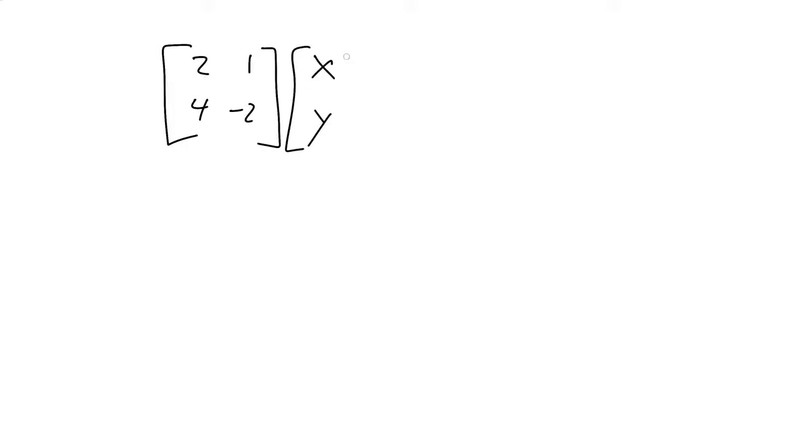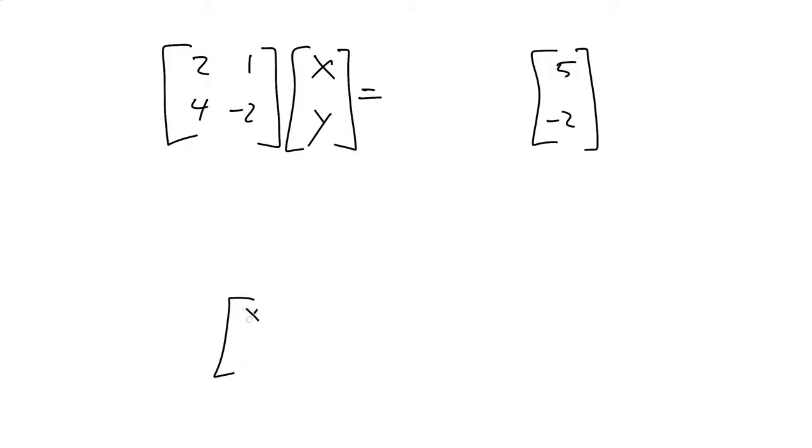Now, here's what we want to do, and this is where the critical step comes in for this episode. I'm going to rewrite this here. 2, 1, 4, negative 2 times the vector x, y equals the vector 5, negative 2. Now, what we'd like to be able to do, and this would be super cool. Actually, let me write this a little bit differently. I'm going to give myself a little bit more room on the right-hand side here for reasons that you'll see. Equals 5, negative 2.